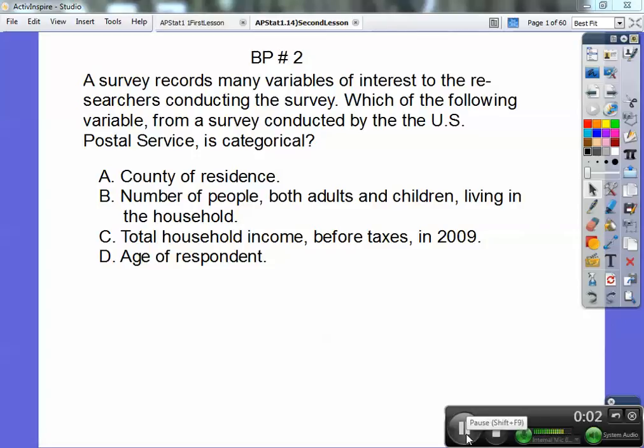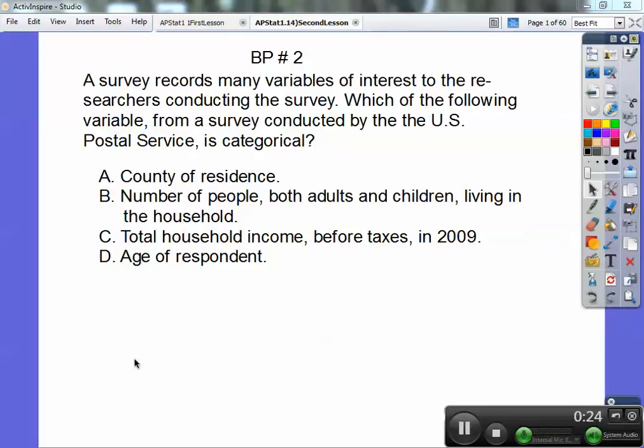Okay, everybody, this is board problem number 2. Surveys record many variables of interest to the researchers conducting the survey. Which of the following variables from a survey conducted by the U.S. Postal Service is categorical? All right, well that's easy enough. Categorical is anything that doesn't have to deal with numbers.